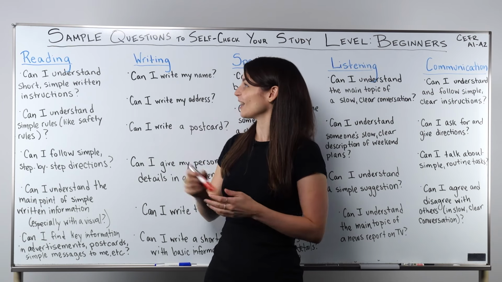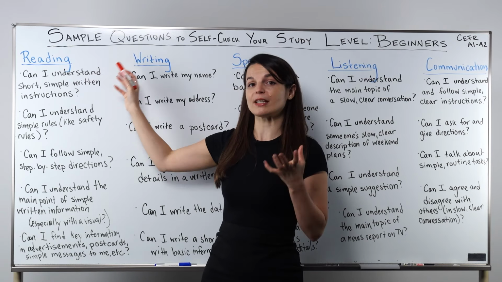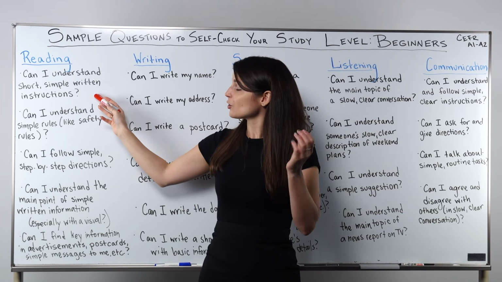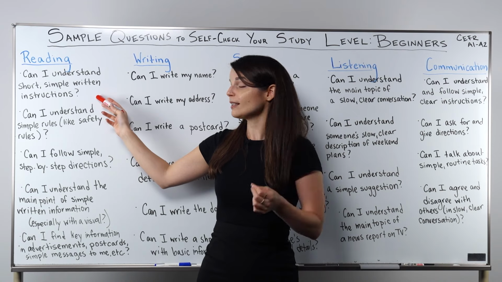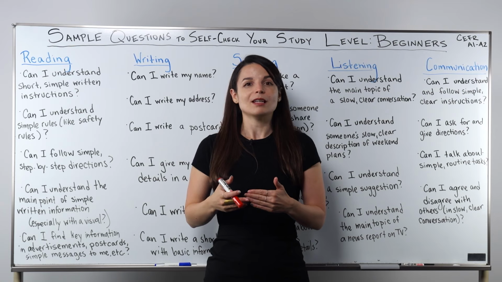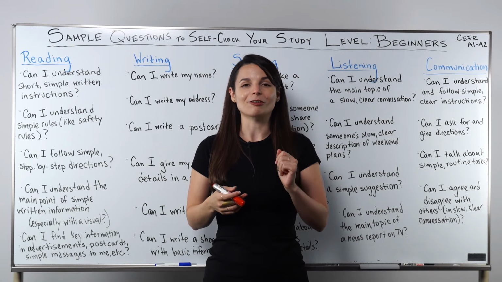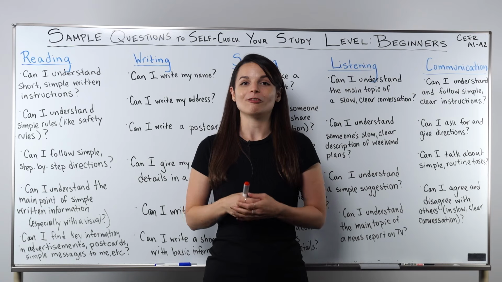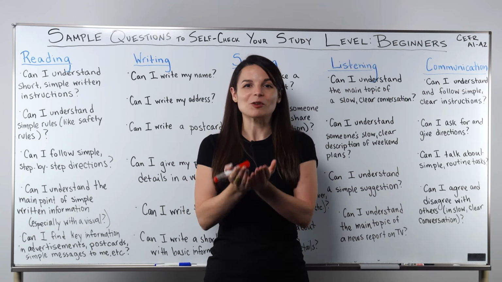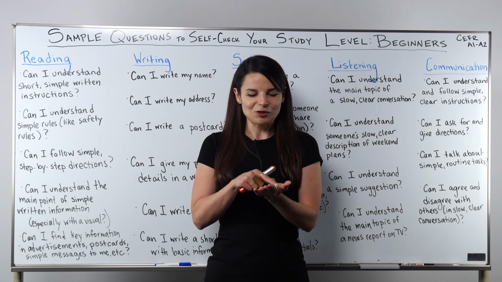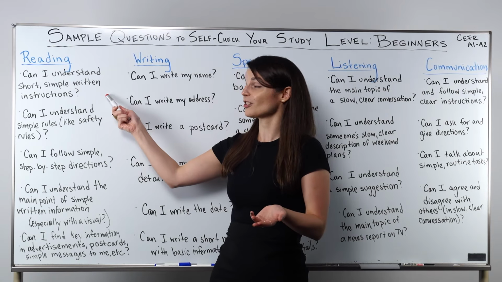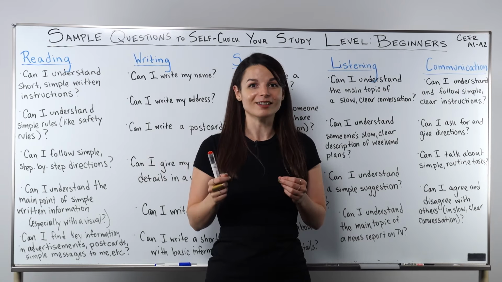So let's take a look at the first one. The first group is reading questions. So ask yourself, can I understand short, simple, written instructions? So short, simple, written instructions means something maybe from your friend, from a coworker, something you find online, maybe something you find in an equipment pamphlet. You buy a piece of machinery and you can find the instructions that are very simple. So ask yourself, can I understand short, written instructions?